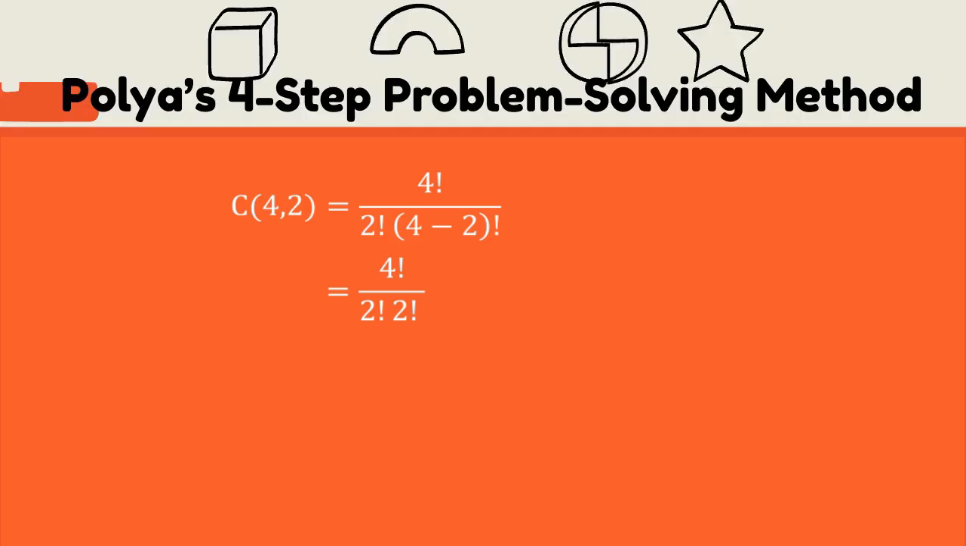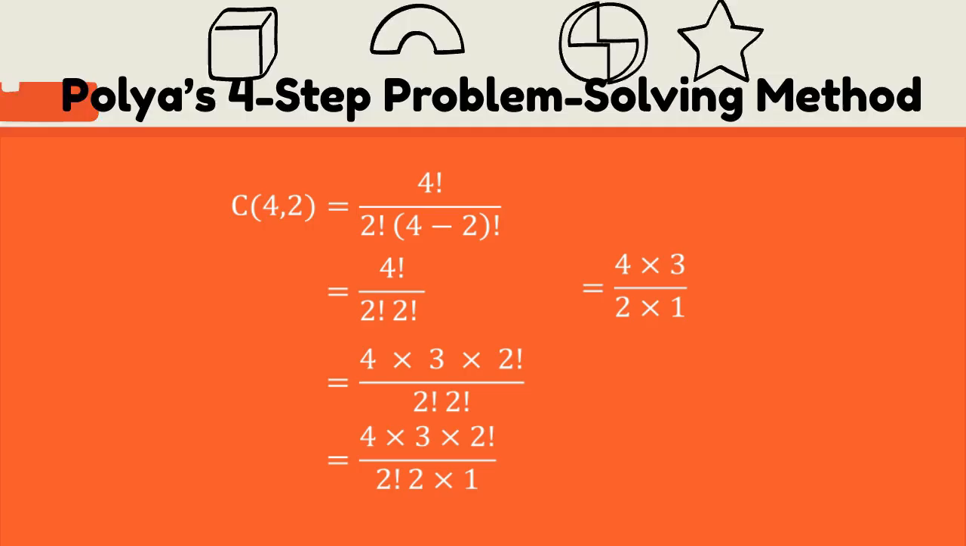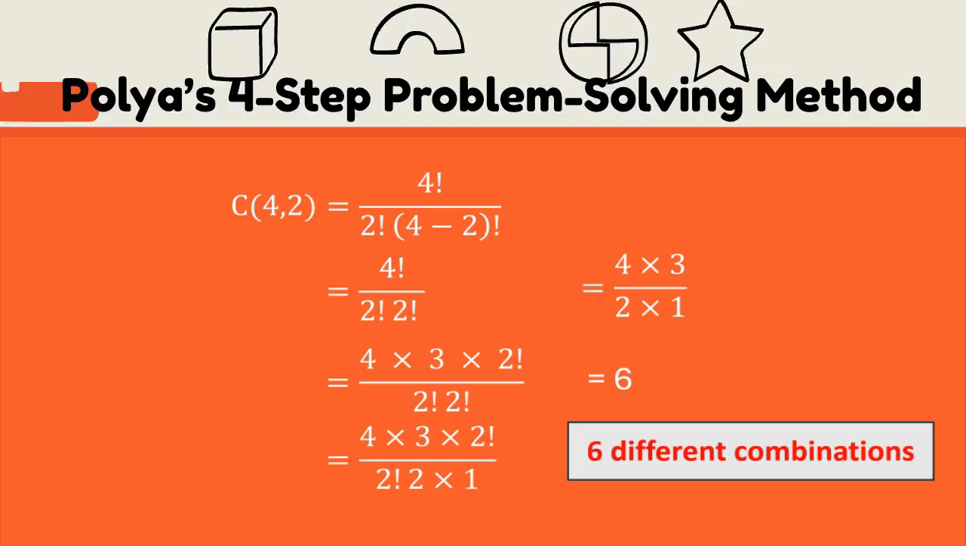First, we simplify the expression. The factorial of 4 is written as 4 times 3 times 2 times 1. The factorial of 2 is 2 times 1. The factorial of 4 minus 2, which is 2, is also 2 times 1. Now cancel out the common terms in the numerator and denominator. The remaining expression simplifies to 4 times 3 divided by 2 times 1. Multiplying the numbers, we get 12 divided by 2, which equals 6. So Ross has 6 different combinations of 2 toppings to choose from.